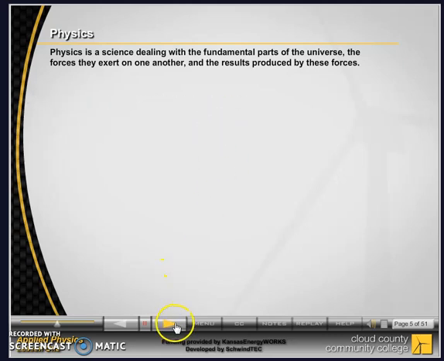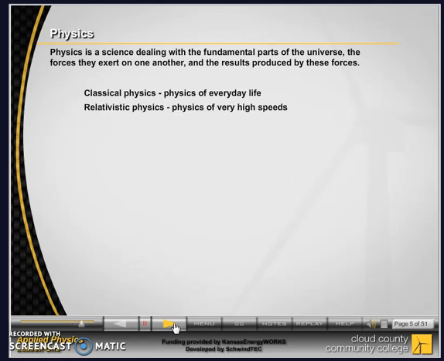We will review the basic topics to study in this semester. These topics fall into the following classes: classical physics, physics of everyday life, relativistic physics, physics of very high speeds, and quantum physics, the physics of very small sizes.